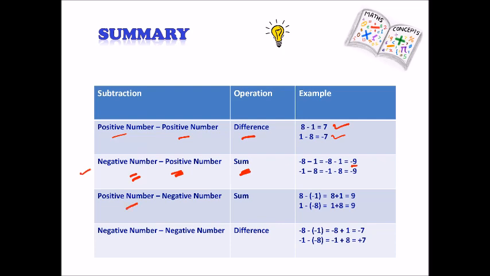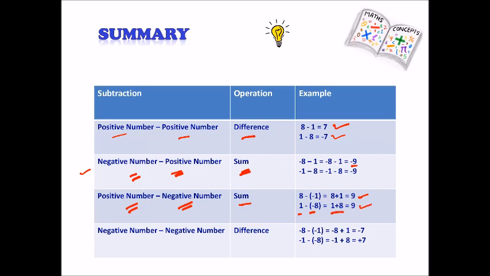Third case, positive number minus negative number. Here we are always subtracting smaller number from bigger number, so answer will always be positive. In this case also we find the sum, that is addition of absolute values, and answer will always be positive. So 8 minus minus 1 becomes 8 plus 1 because minus minus becomes plus and gives us 9 as answer. Similarly 1 minus minus 8 also becomes 1 plus 8 and answer is 9.